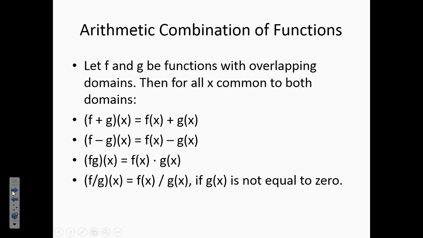f g of x means you're taking your original f of x and multiplying it by that g of x function. And then finally, f over g of x means take your original f of x and divide it by your g of x, provided that g of x is not equal to 0. You have to further restrict that domain. Anything that would make the denominator 0 is off limits.